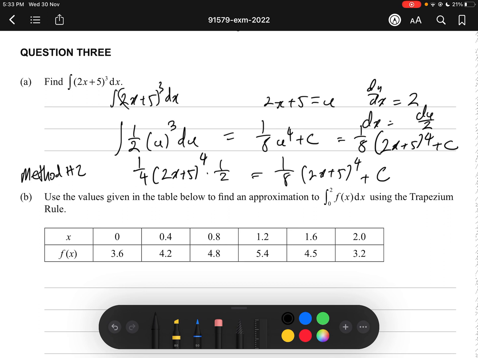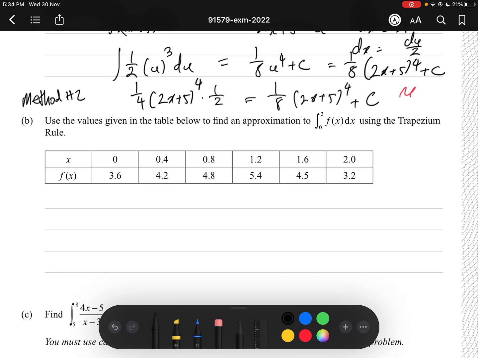But I find that if you're able to get used to using method 2, it's a lot faster than using a substitution. So if you find that time is an issue during the exam, I recommend that you get familiar with these little tricks that will greatly reduce the amount of time you spend on some of these questions. So this is just a standard achieved question though.